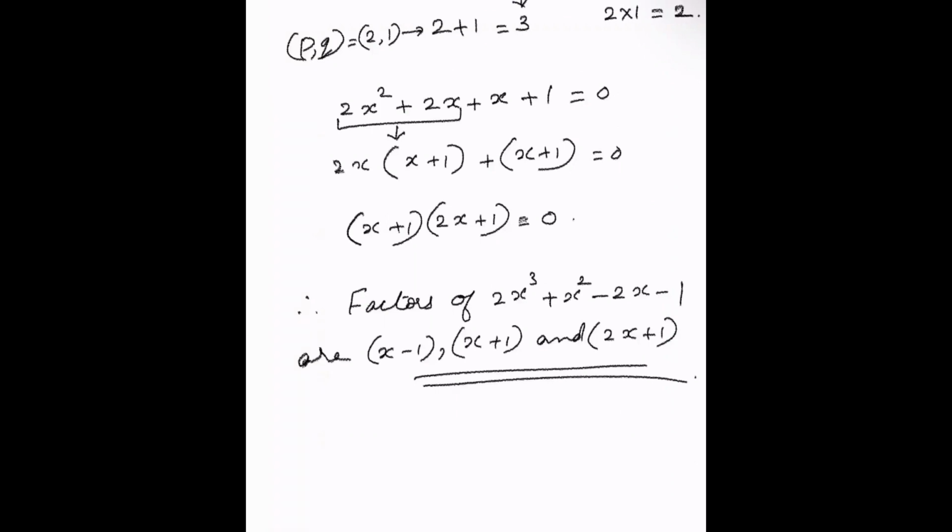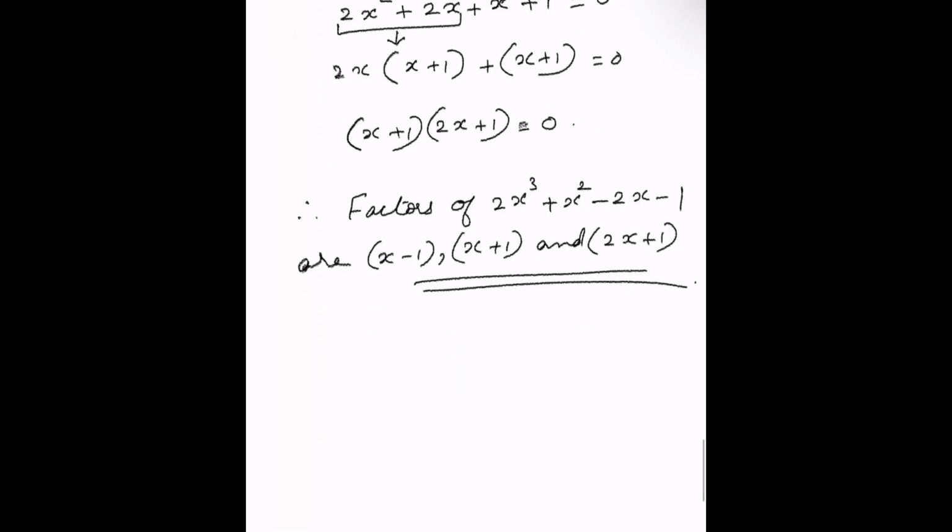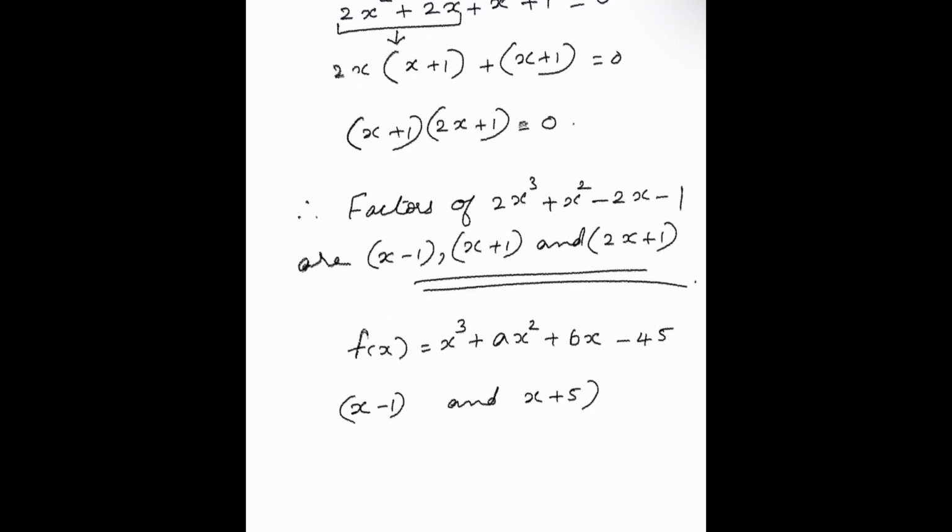Find the values of a and b so that the polynomial x cube plus ax square plus bx minus 45 has x minus 1 and x plus 5 as factors. So they have given you two factors, which is x minus 1 and x plus 5. Now, for the values of a and b as obtained above, factorize the given polynomial completely. So two factors are given to you.